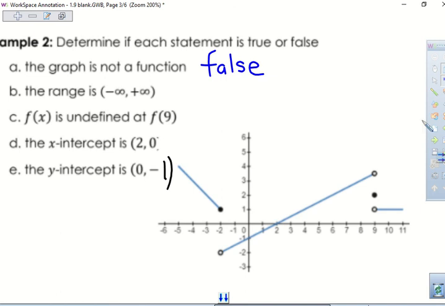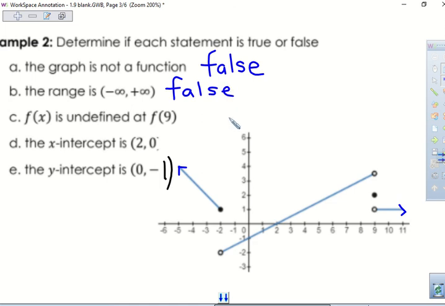Now we're going to move into range. So pretend these are going on forever, the parts that have the lines, okay? So range is all the possible y values this function takes, right? So this function is going to go up forever, but is it going to go down forever? No, there's no arrow going downward. So this function has a bound range on one end, so it's definitely not negative infinity to positive infinity. That's false. Can we just write f? Sure.